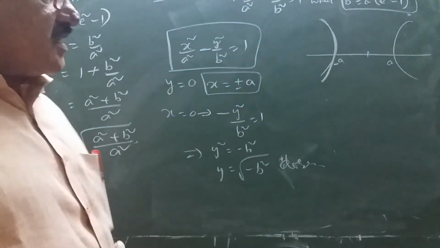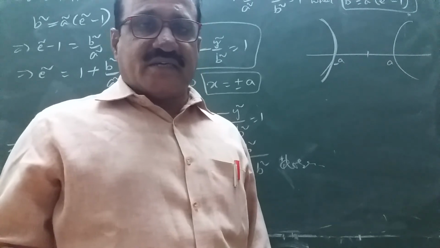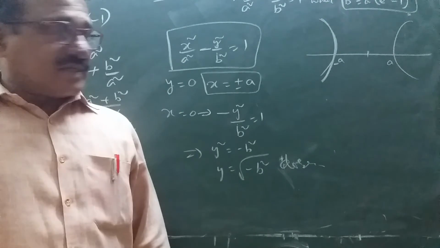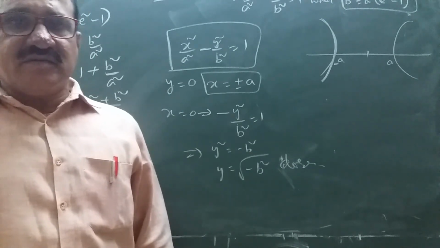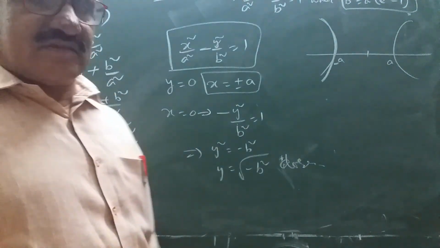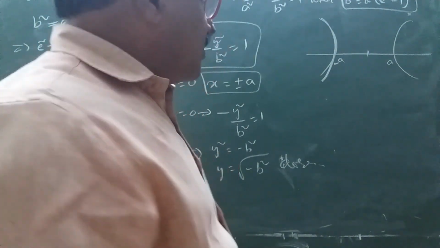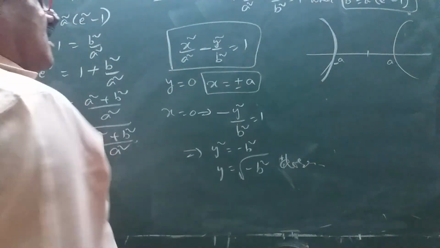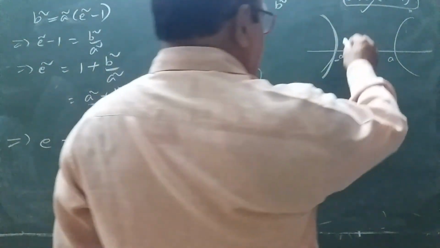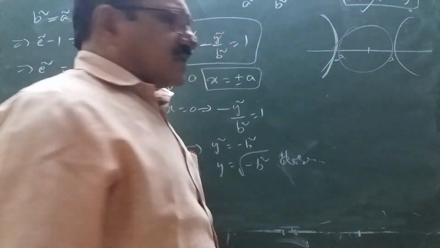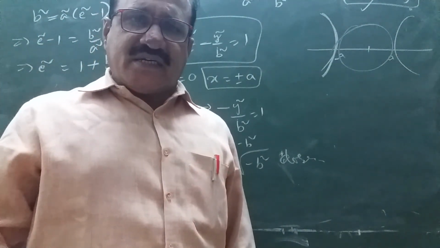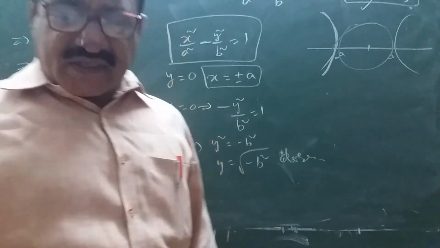It intersects at x is equal to a and x is equal to minus a. The hyperbola intersects the x-axis at x is equal to a and x is equal to minus a, but it does not touch the y-axis. Here, by this condition, in this middle, that means between x is equal to a and x is equal to minus a, the hyperbola does not exist. You have to remember that one thing also.